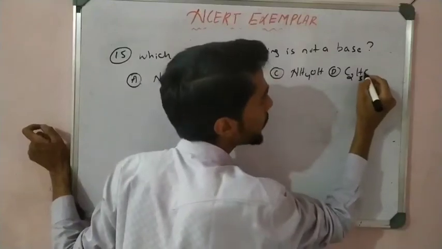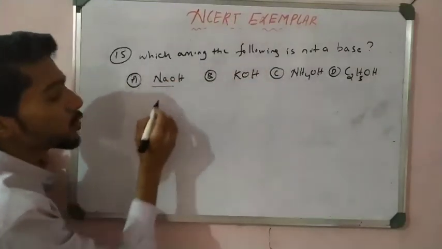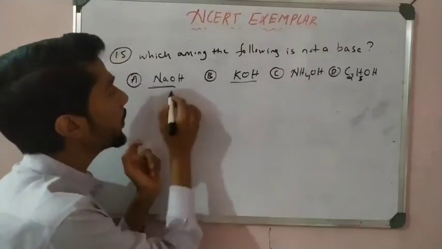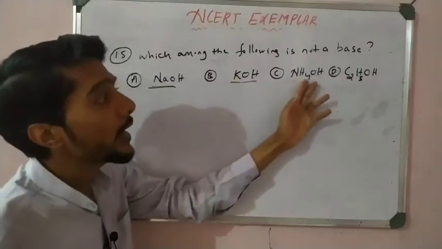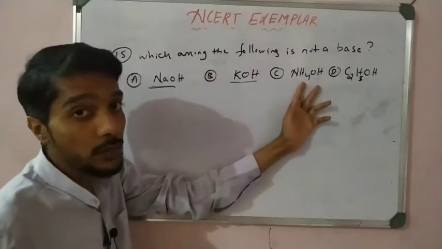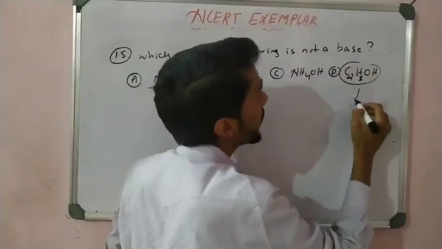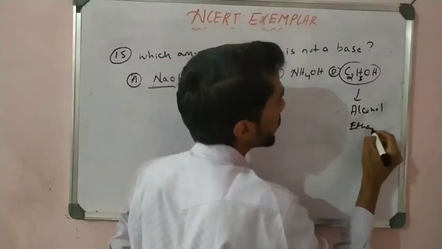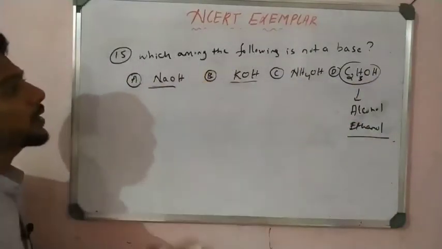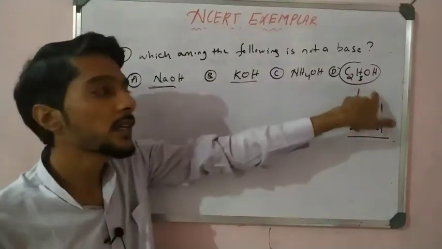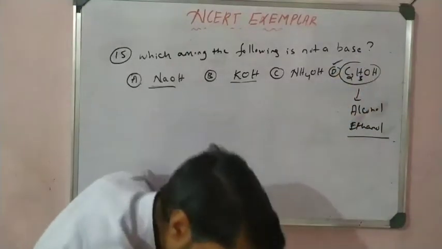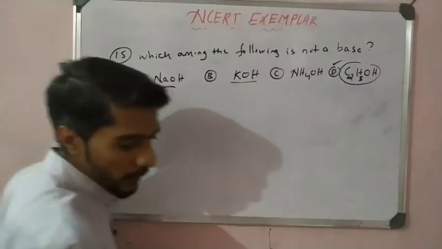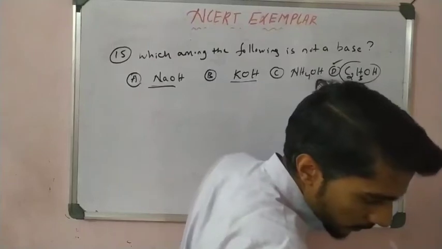So we know that NaOH is a strong base, KOH is a base, and NH4OH, ammonium hydroxide, is a base. So what is C2H5OH? It is not a base, it is an alcohol compound, and its name is ethanol. So option D is correct here. Please write this down, students. This is alcohol, so it is not a base.